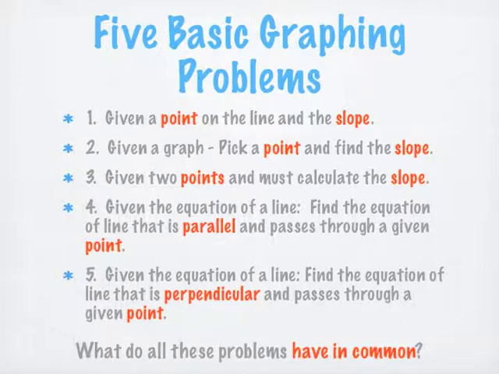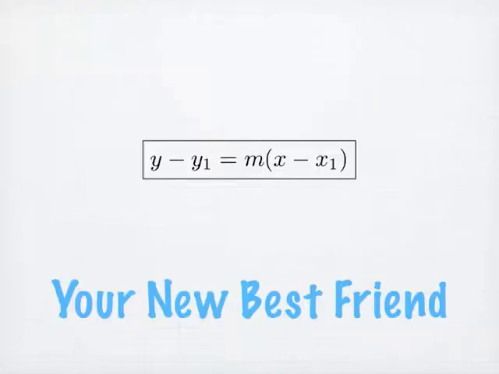So you'll see that each of these 5 different types of problems have something in common. They all deal with points and slopes. And so that's why I like to say that your new best friend for this part of geometry is going to be the point-slope form of a linear equation. This is where you're going to start your problems dealing with equations of lines.